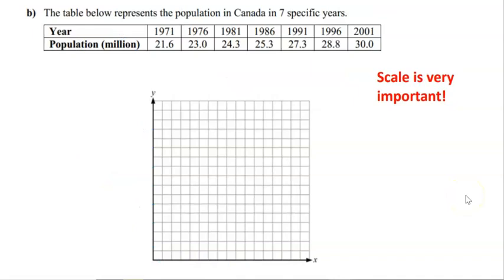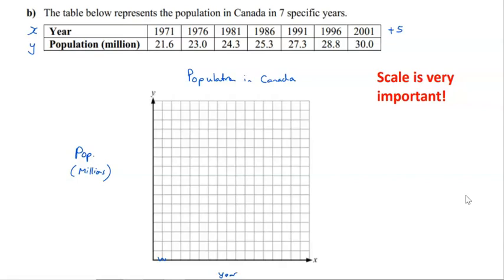For B, the table represents the population in Canada in 7 years, so I'm going to give this a title, Population in Canada, and then I'm going to take a look at my X and my Y. X is the year, Y is the population in millions, and I take a look at my data. 1971 to 76 to 81 to 86 to 91 to 96 to 2001. That's a +5 pattern all the way through. So I need to space those out.